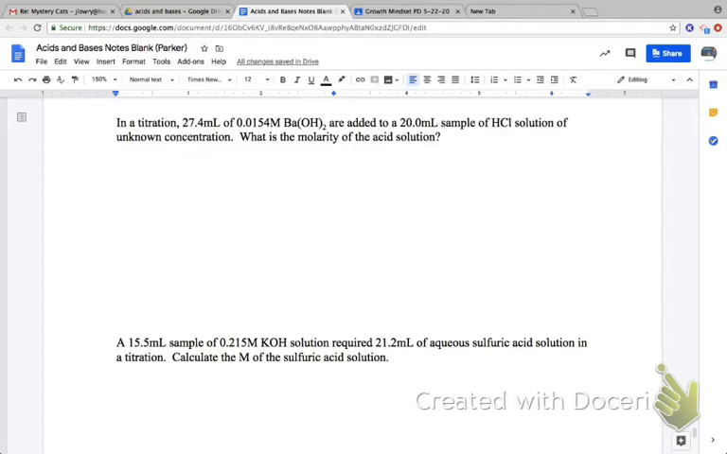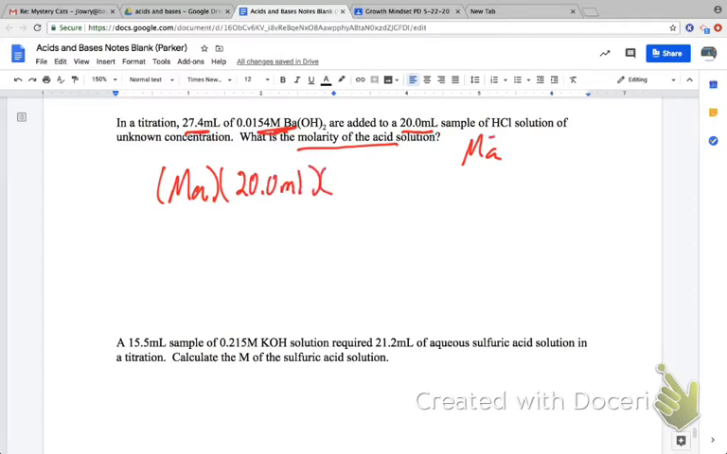So this one, let's see. We had 27.4 mLs of 0.51 molar barium hydroxide. So that's all my base information here and here. And then my acid, I have 20 mLs of my acid. And once again, my MA is my unknown again. So I'm going to have MA, VA, my volume of my acid was 20 mLs.